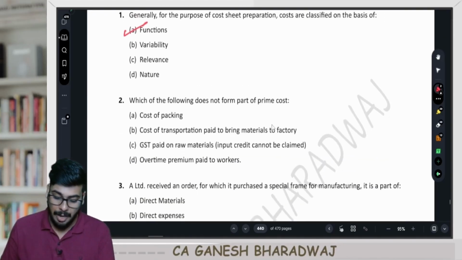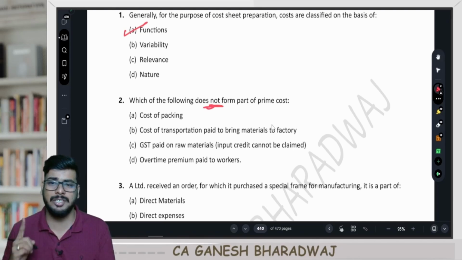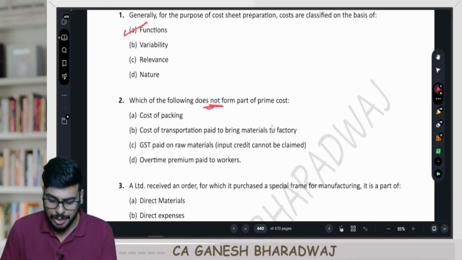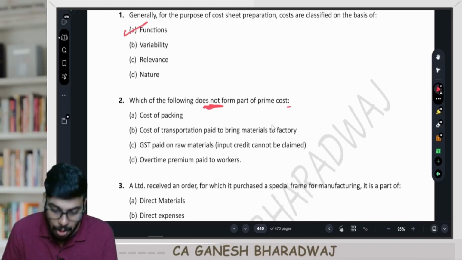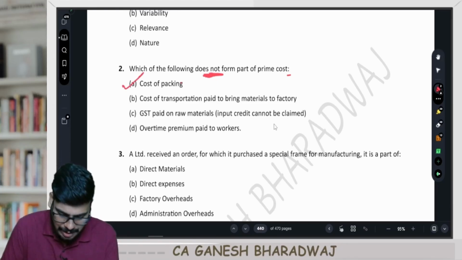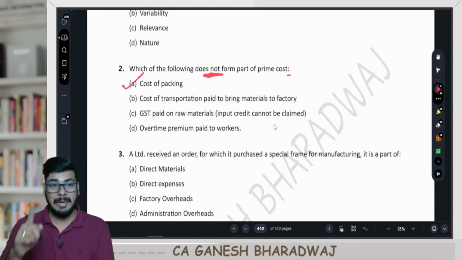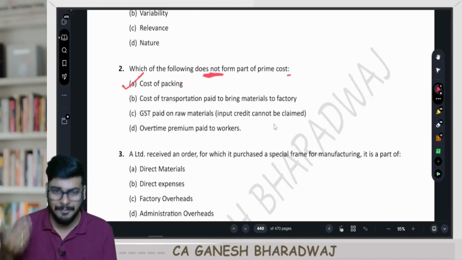Right? Then which of the following does not form part of prime cost? Guys, don't jump to the answer. Students do this. Prime cost. You just put a tick. No, not form part, which means it should not form part. Clear? Cost of packing. Cost of packing will come? Obviously, cost of packing will not come. Why? Primary packing, where will it come? Separate line item. Secondary packing, where will it come? S2OH. So, which means definitely it will not come in.